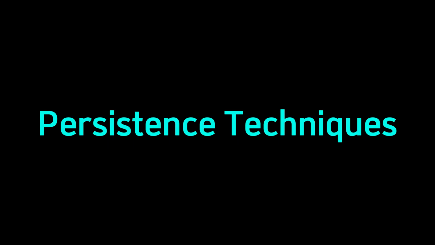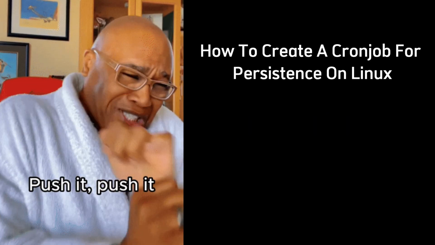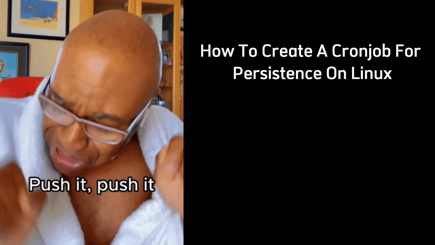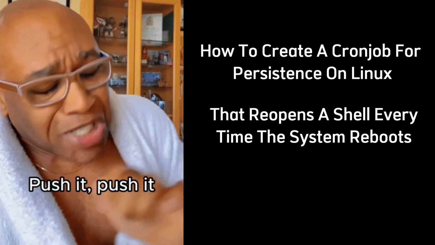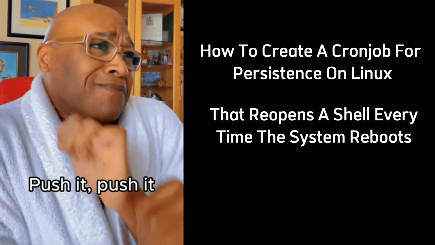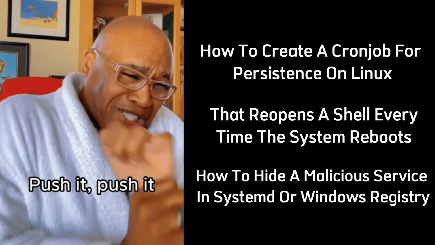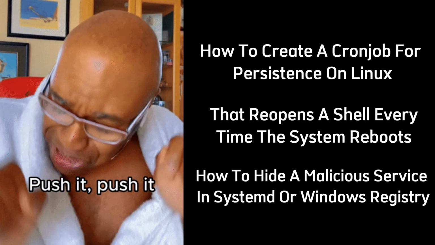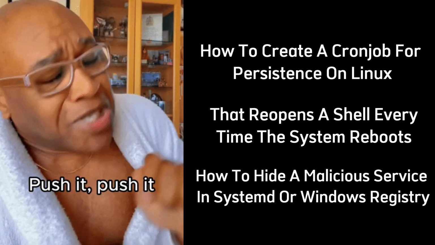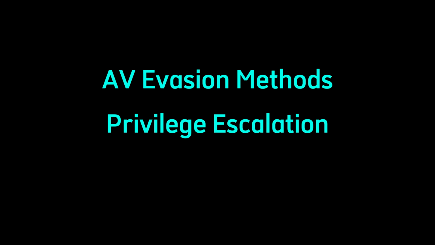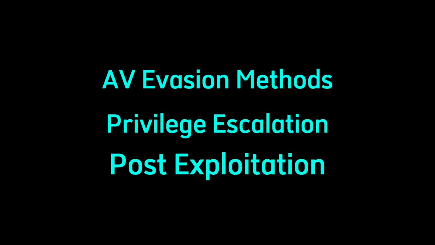Persistence techniques. AI can walk you through how to create a cron job for persistence on Linux and write a script that reopens a shell every time the system reboots, or how to hide a malicious service in systemd or Windows registry. It even suggests AV evasion methods, privilege escalation vectors, and post-exploitation automation techniques.